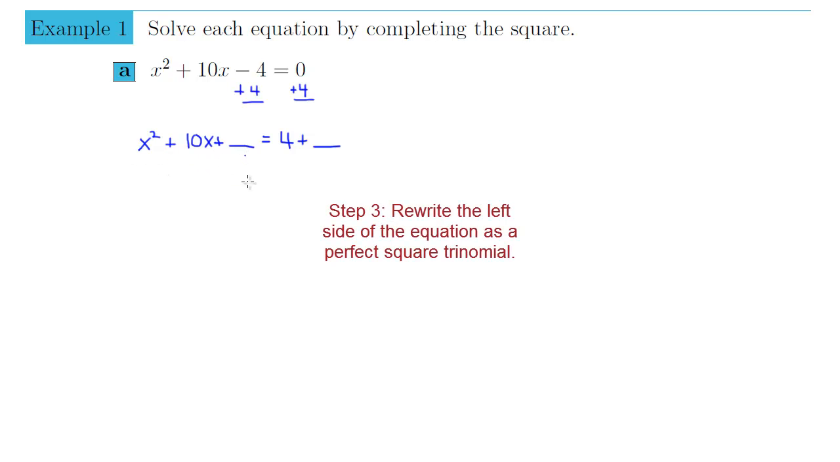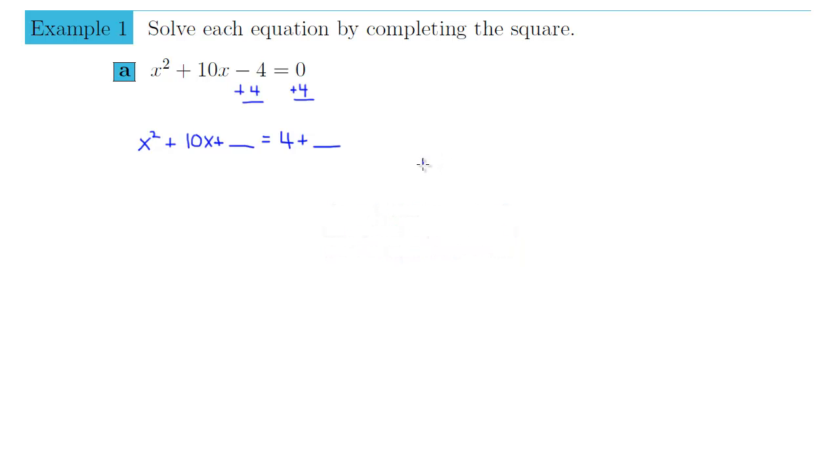We want to rewrite the left side of our equation as a perfect square trinomial. In other words, we have to figure out what we would put in the blank to make this a perfect square trinomial. How do we do that? We take half of the middle coefficient. In other words, we're going to take half of 10. And half of 10 is the number 5. What goes in the blank isn't 5, but instead, remember, it's 5 squared. In other words, what goes in the blank is 25.